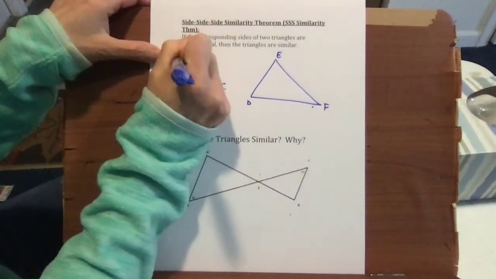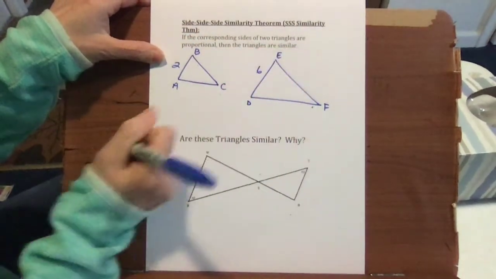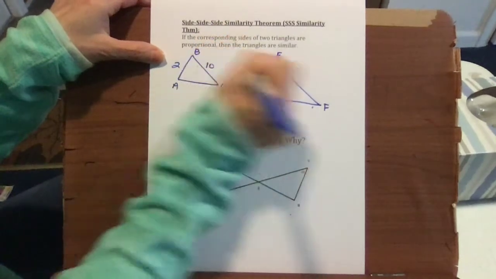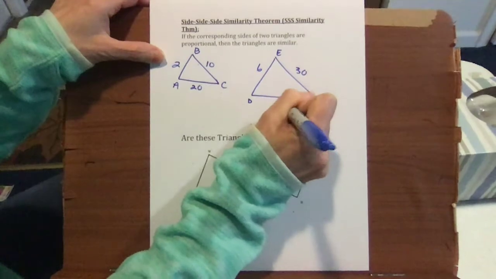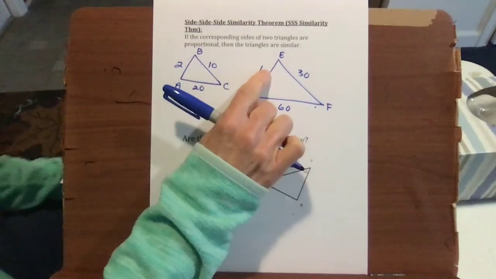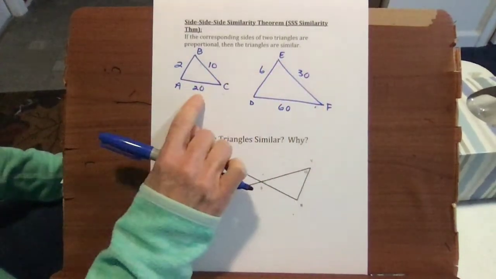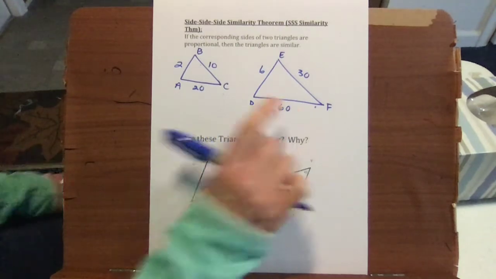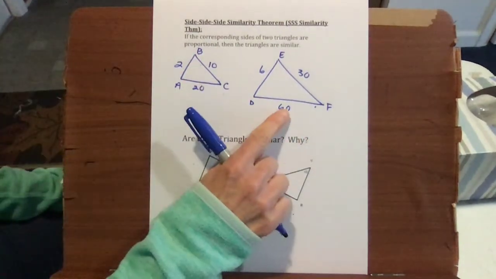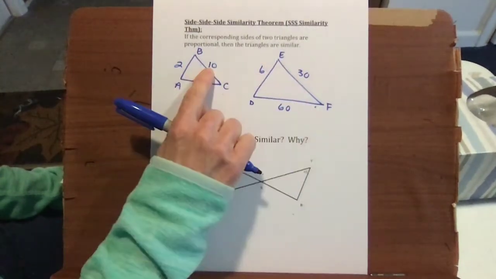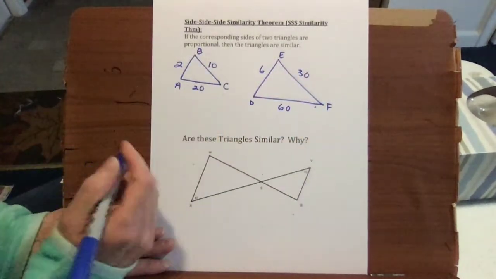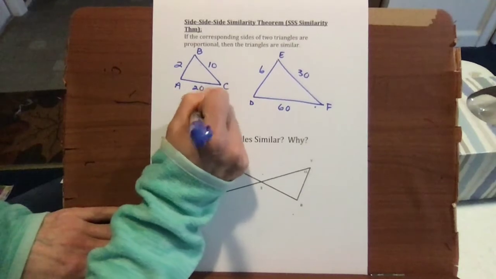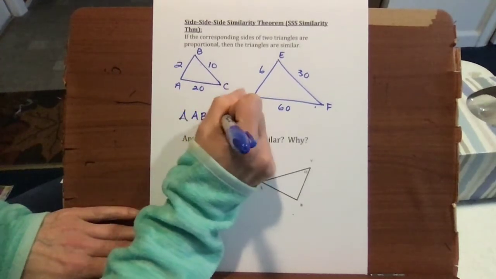And if this is 2 to 6, and this is 10 to 30, and this is 20 to 60, then 2 to 6 is 1/3, 10 to 30 is 1/3, 20 to 60 is 1/3, or vice versa: 6 to 2 is 3, 30 to 10 is 3, and 60 to 20 is 3. If these sides are all in proportion, we have side-side-side similarity.